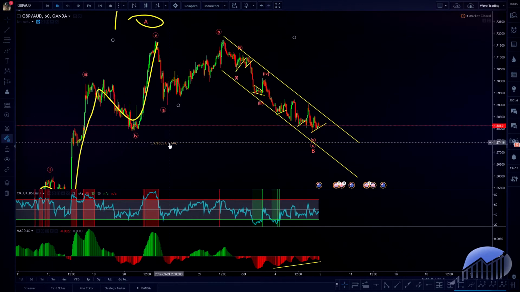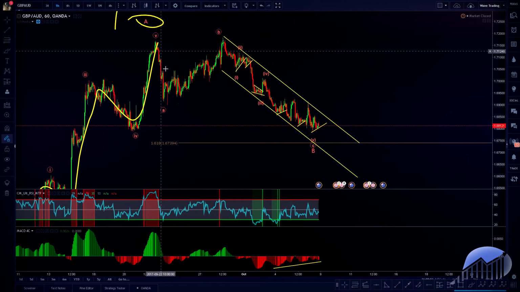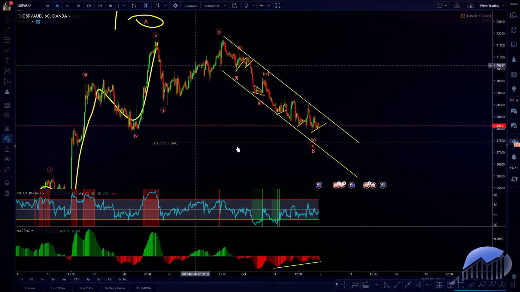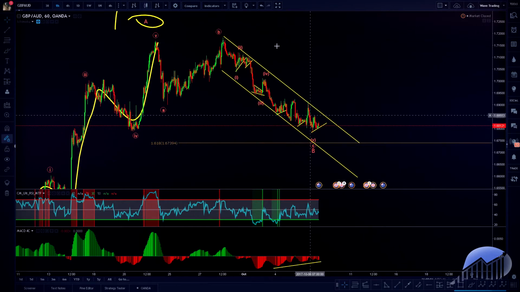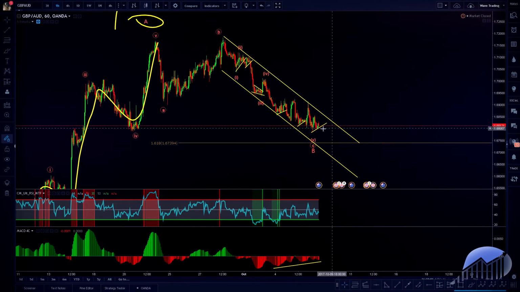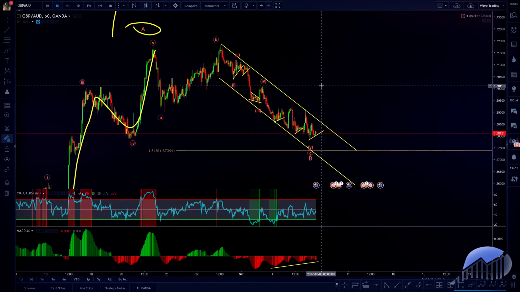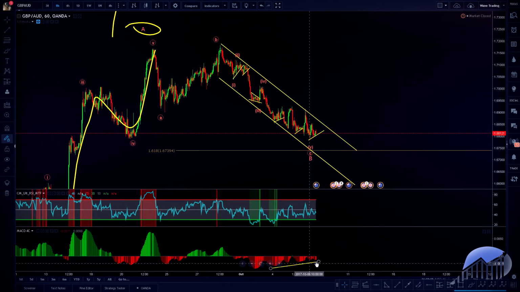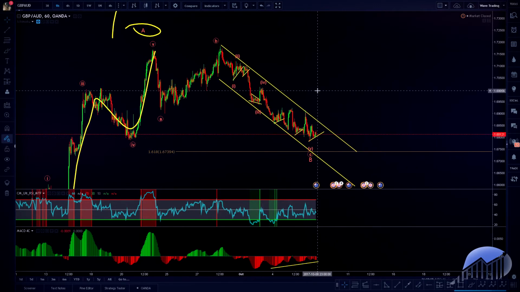Just to keep in mind, this 1.618 extension of wave A is relatively significant for the termination point of wave C here. So if it does trickle down into that zone going into the first few days of next week, then bear in mind there could be a reversal. With this divergence, it is very, very likely to make an up move relatively soon. The question is just when.